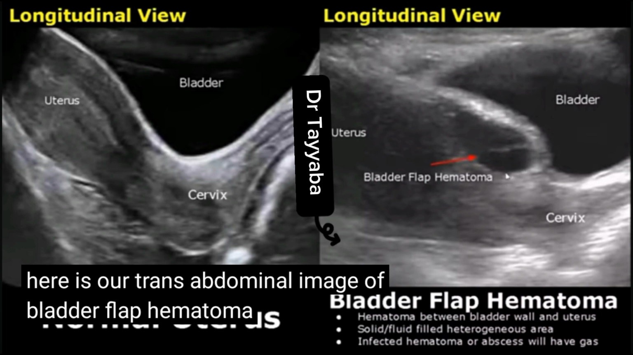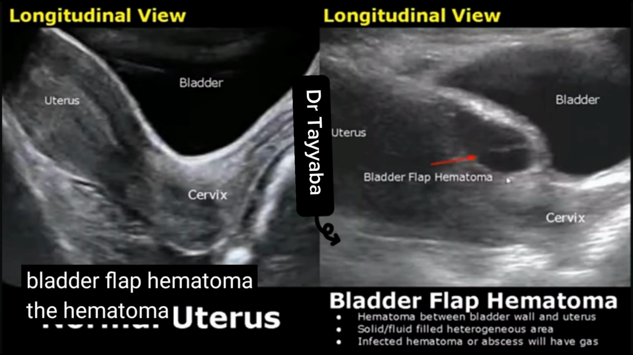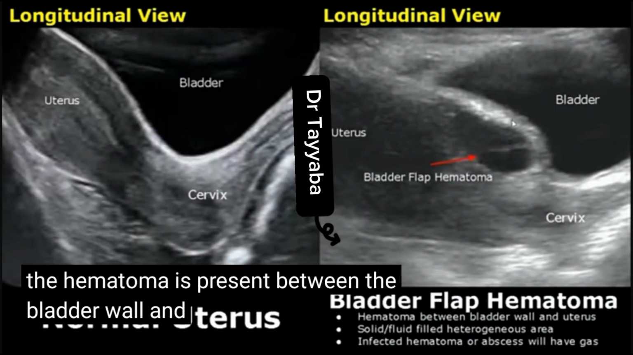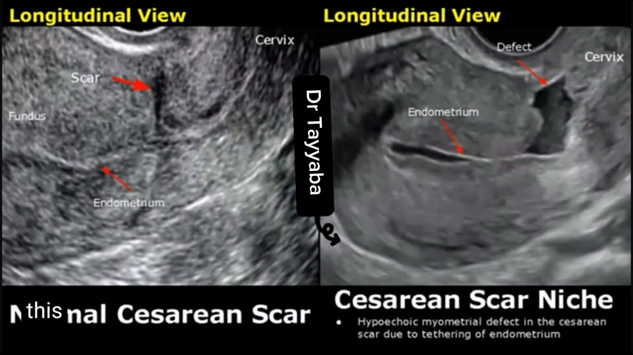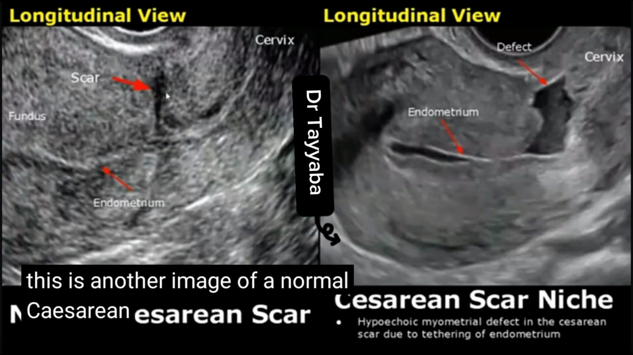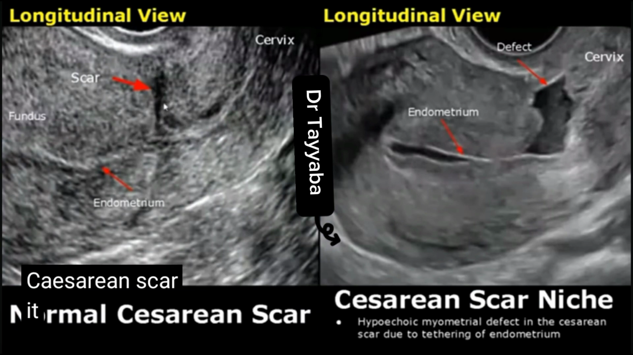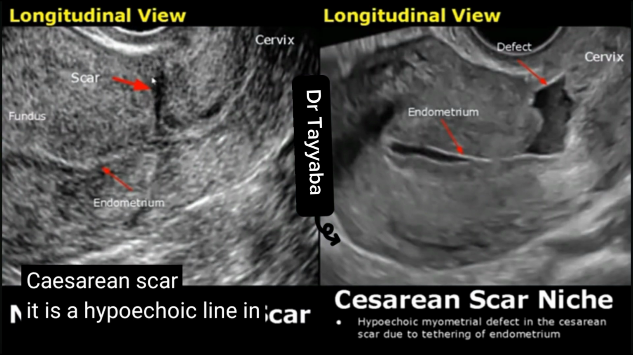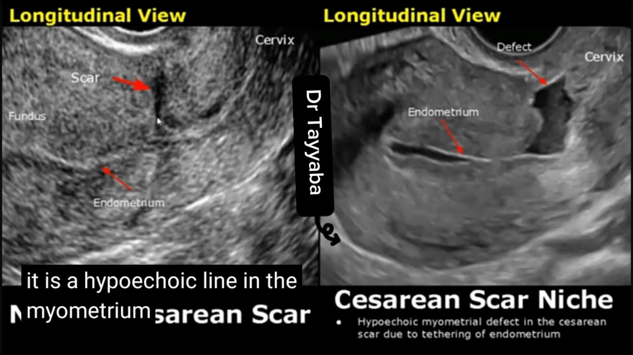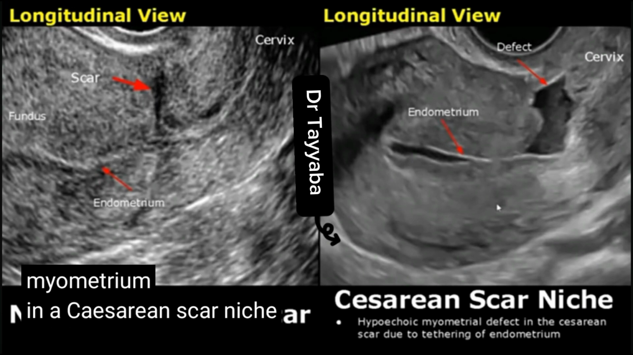Here is our transabdominal image of the bladder flap hematoma. The hematoma is present between the bladder wall and the uterus. This is another image of a normal Cesarian scar. It is a hypoechoic line in the myometrium.